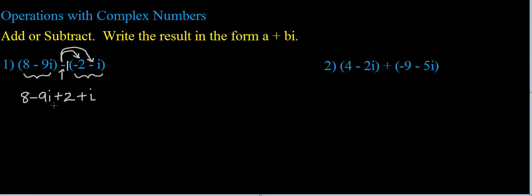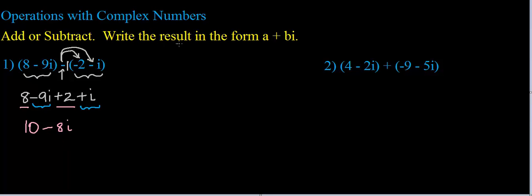When we add complex numbers together, we add the real parts together. That means the real part in this complex number plus the real part in the other complex number. So 8 plus 2, that makes 10. And then we add together the imaginary parts. So here I have -9i plus i. That will give me -8i. And this is your final result.